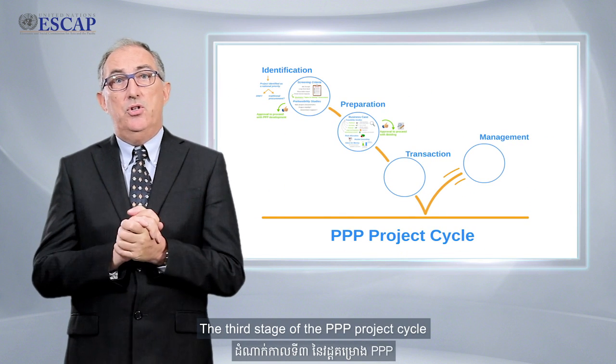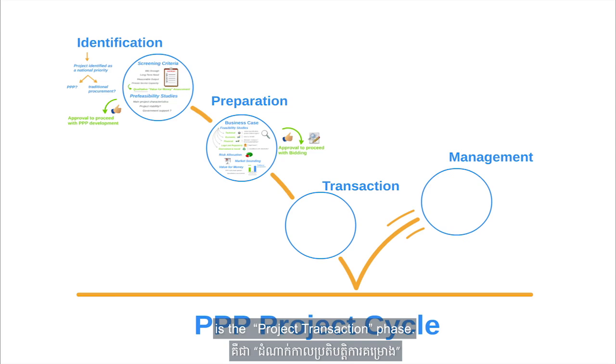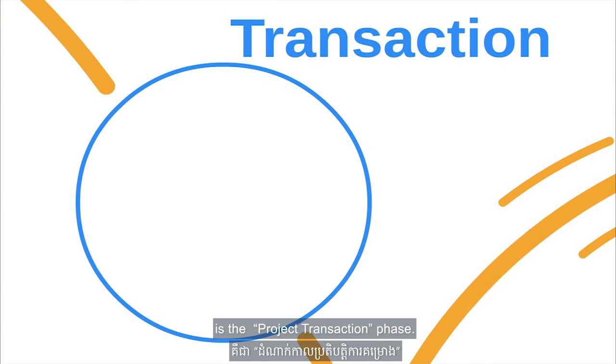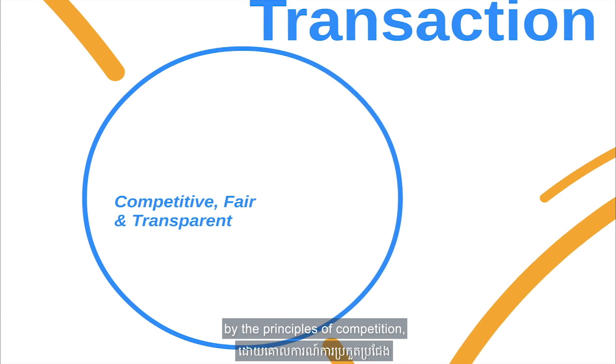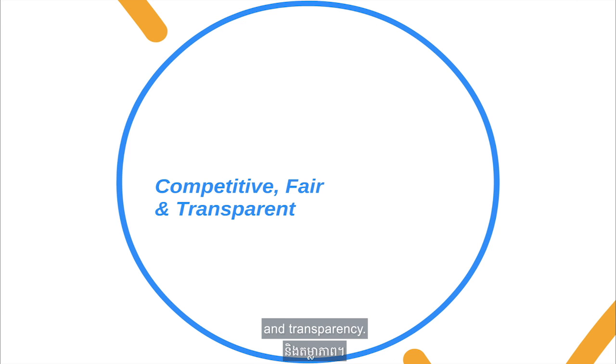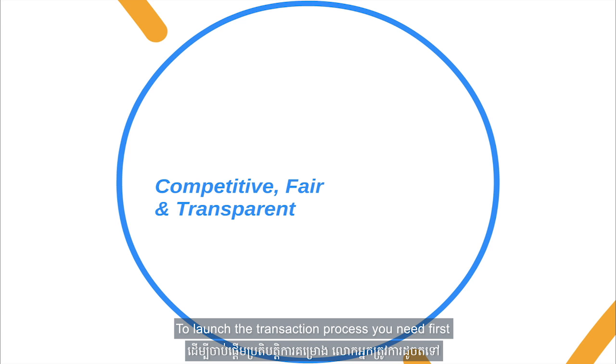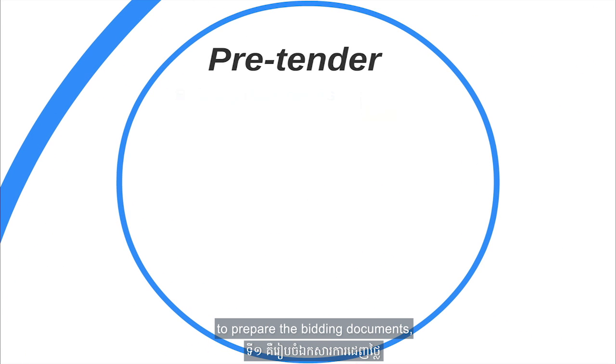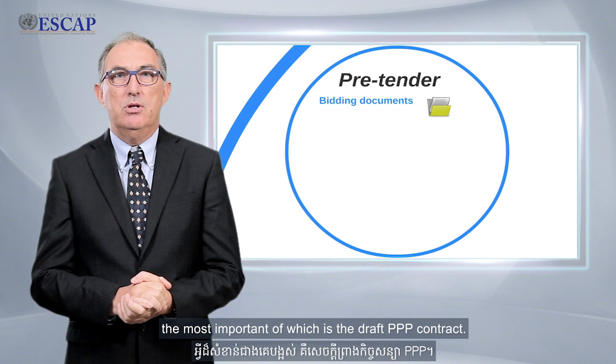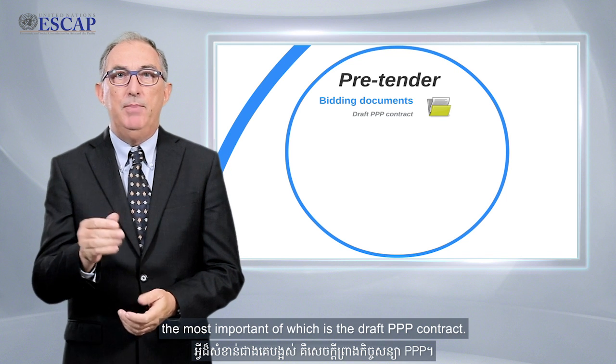The third stage of the PPP project cycle is the project transaction phase. The transaction phase should be guided by the principles of competition, fairness, and transparency. Without these conditions, private investors are unlikely to participate in the bidding, and the results for the public authority are bound to be unsatisfactory. To launch the transaction process, you need first to prepare the bidding documents, the most important of which is the draft PPP contract.